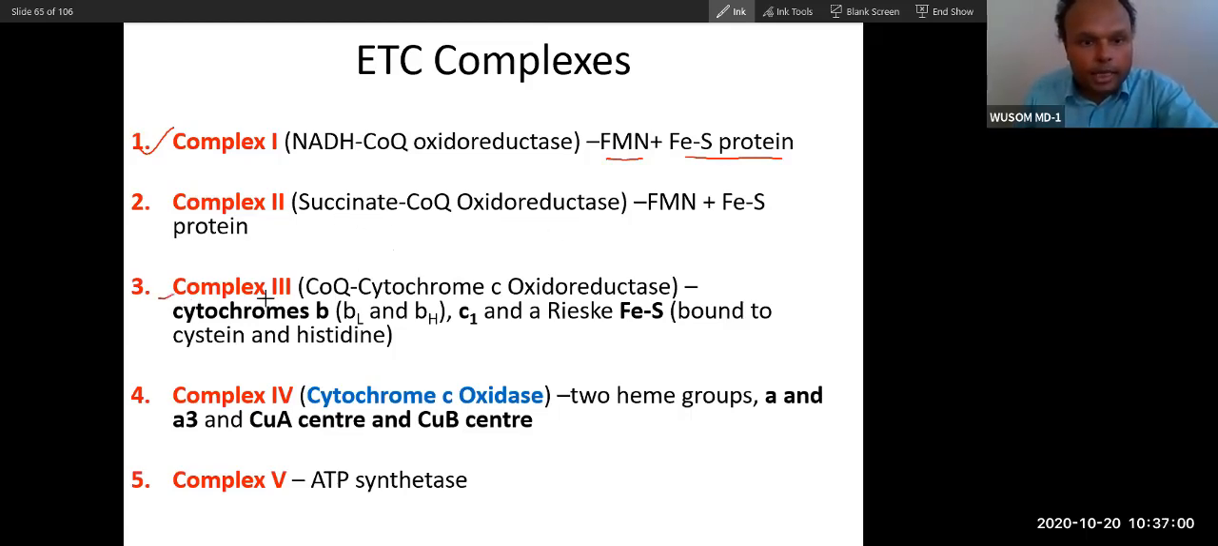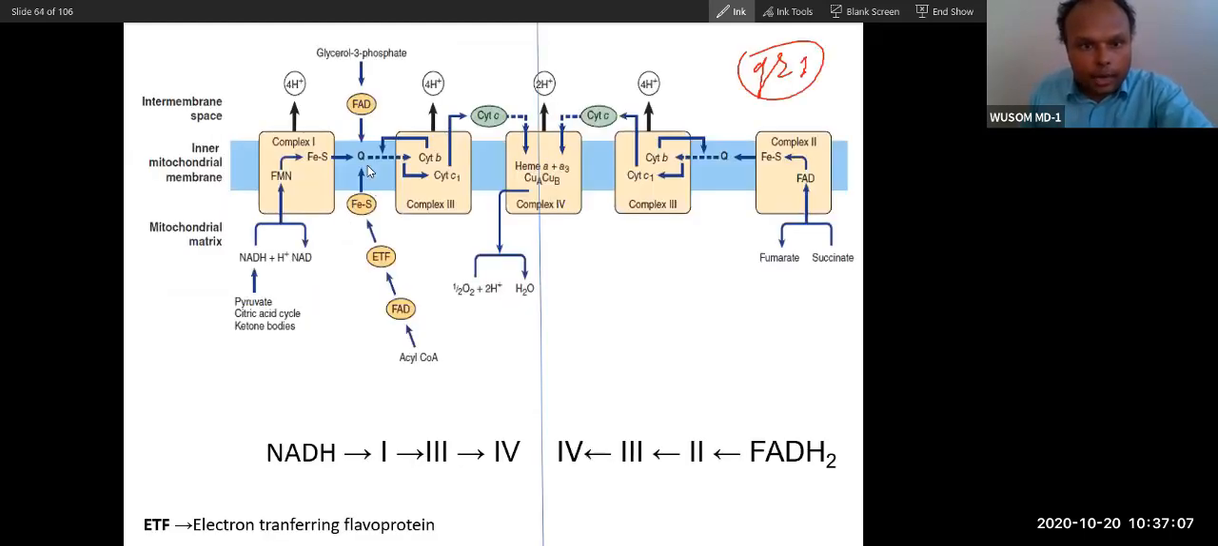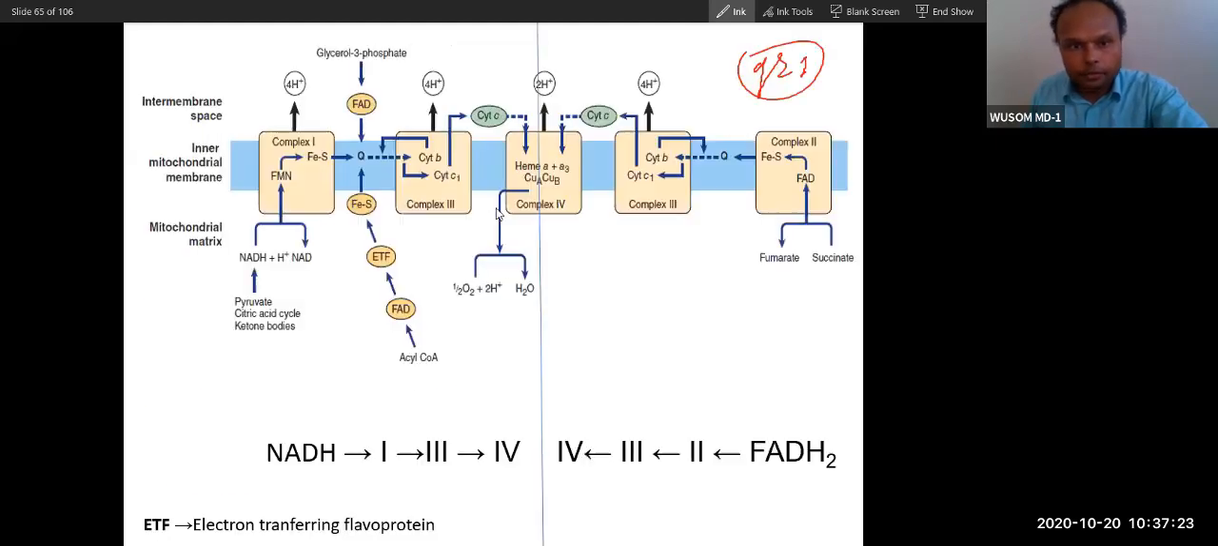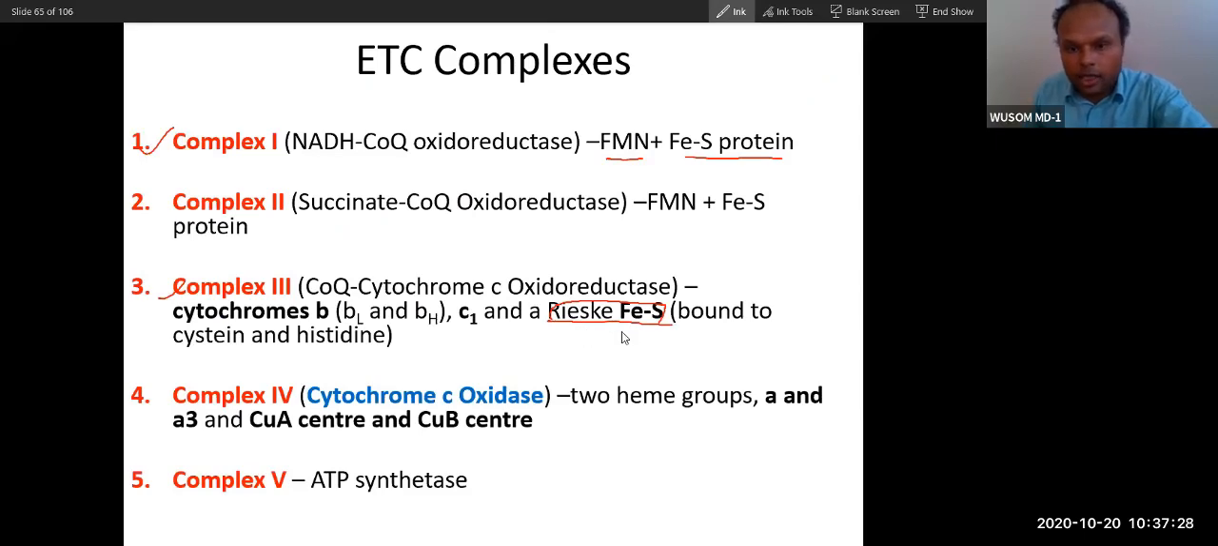Now the third complex is coenzyme Q cytochrome c oxidoreductase. It receives electrons from coenzyme Q and transfers them to cytochrome c. You already know it has b, c1, and a different type of iron sulfur protein that I have not shown here. That is a bit different, so you don't have to remember the difference. Just remember it also has iron sulfur protein.